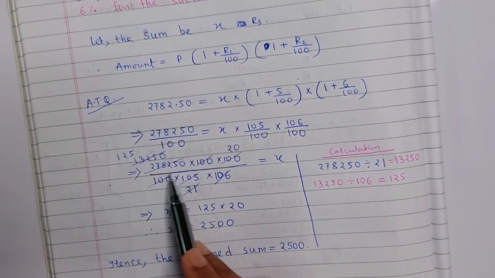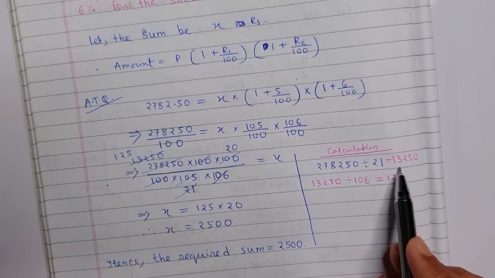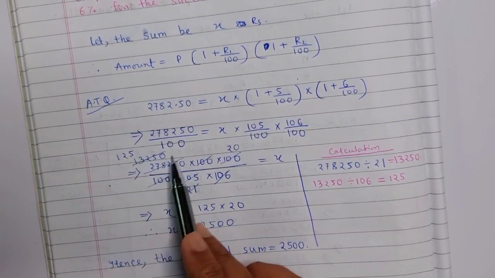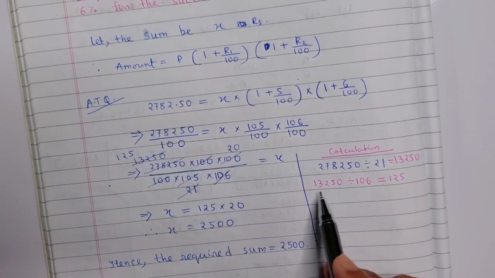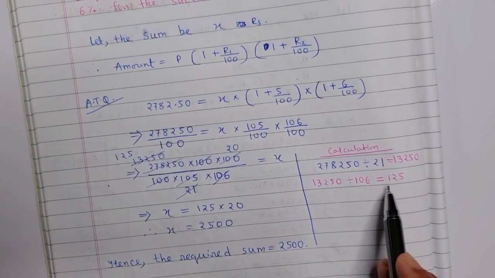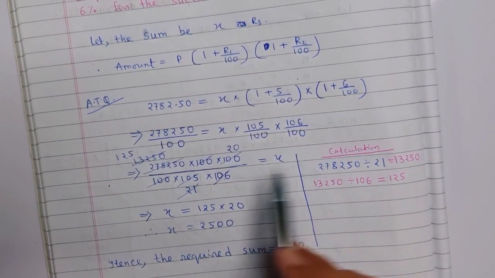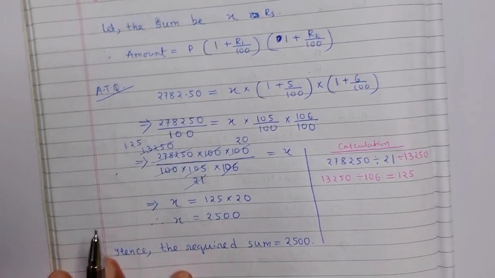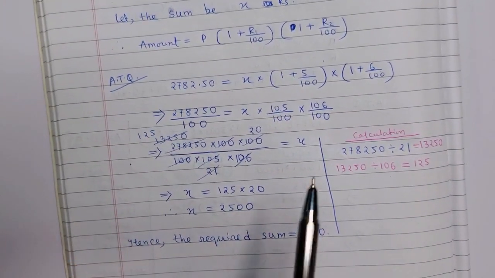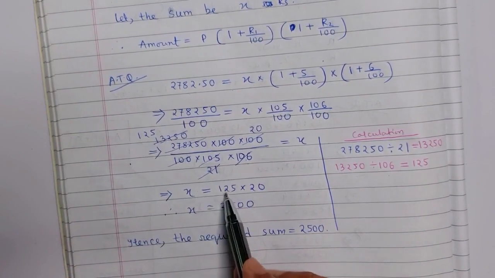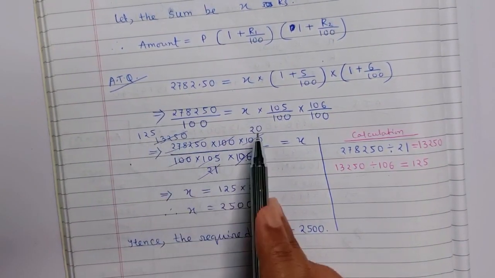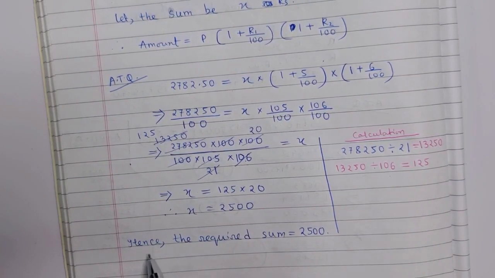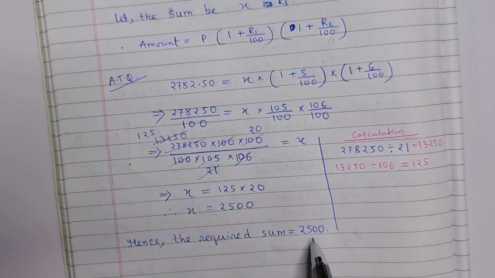If you divide this number by 21, the answer is 13,250. And if 13,250 is divided by 106, it gives 125. So that's what I have done. I have written the calculation here so that you can understand. Now do the calculation by yourself. So x is equal to 125 multiplied by 20, which gives x is equal to 2500. Hence the required sum is 2500.